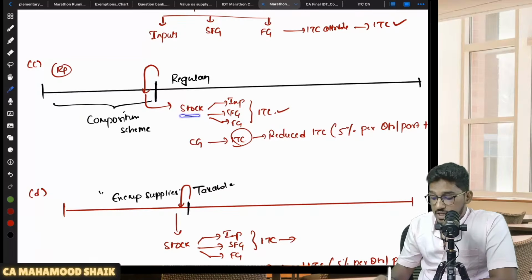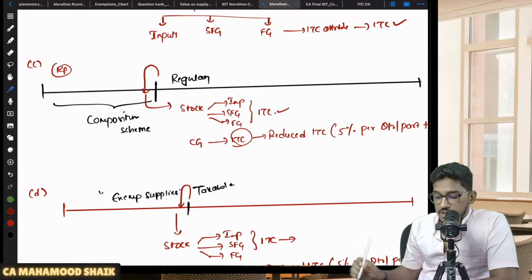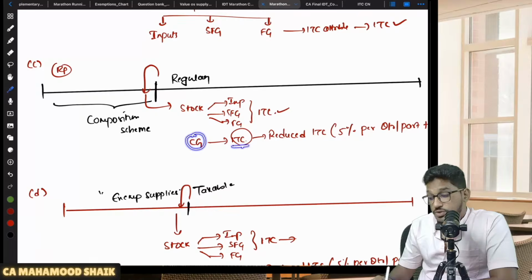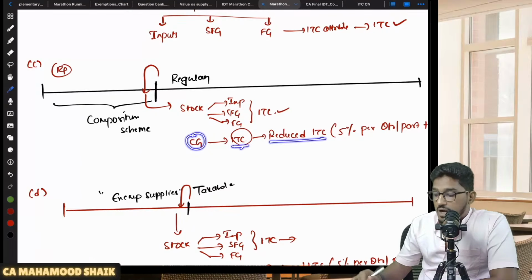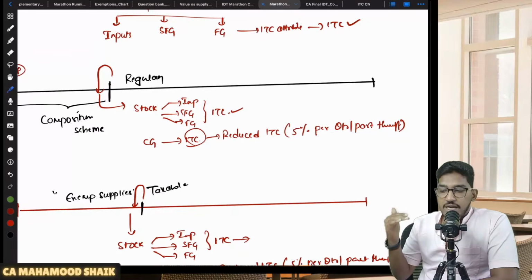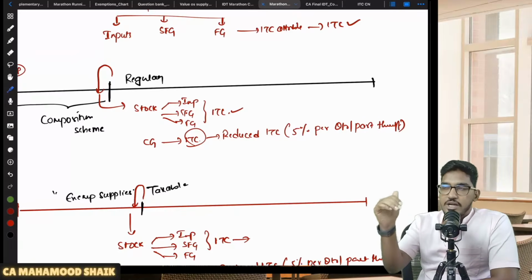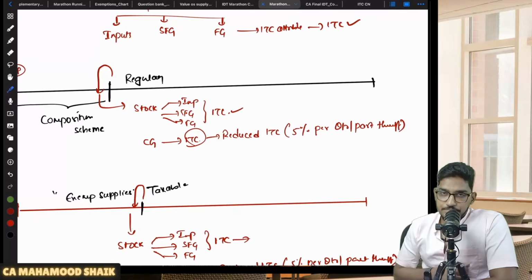Not just on the stock, even on capital goods you can take the ITC. One day before that conversion, the ITC attributable to whatever capital goods are there can also be taken, but not full ITC on capital goods, reduced ITC. How to calculate that reduced ITC? 5% per quarter or part thereof. From the date of invoice till that effective date, you have to determine how many quarters have gone by. For every quarter or part thereof, you reduce 5%. After reducing it, the balance ITC you can avail.